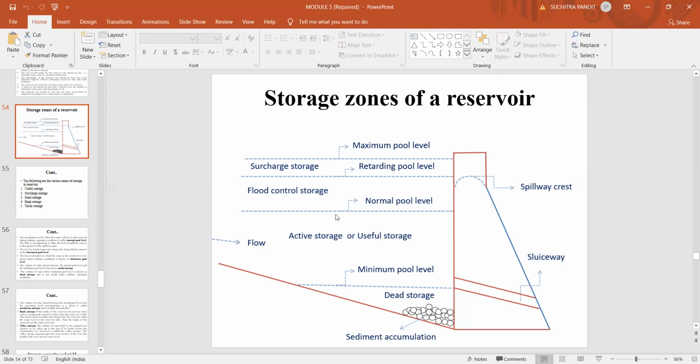And the water level between the normal pool level and minimum pool level is called the live storage or active storage. So this portion of the stored water is utilized for various multi-purposes like irrigation, domestic and industrial water supply and powerhouse generation, whatever may be the demand.